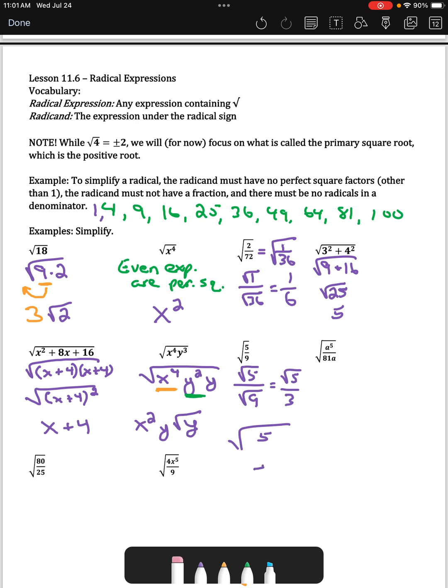Let me just get a little overboard here. I don't know this, what I just wrote. If you give that to me on a quiz or a test, I'm not going to be entirely certain if the square root is on the 5 or the whole fraction. Okay. Your neatness is important.